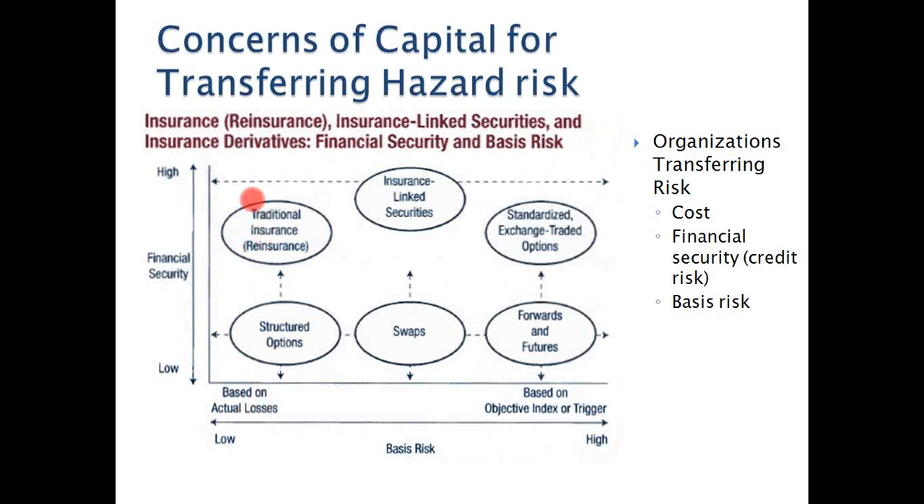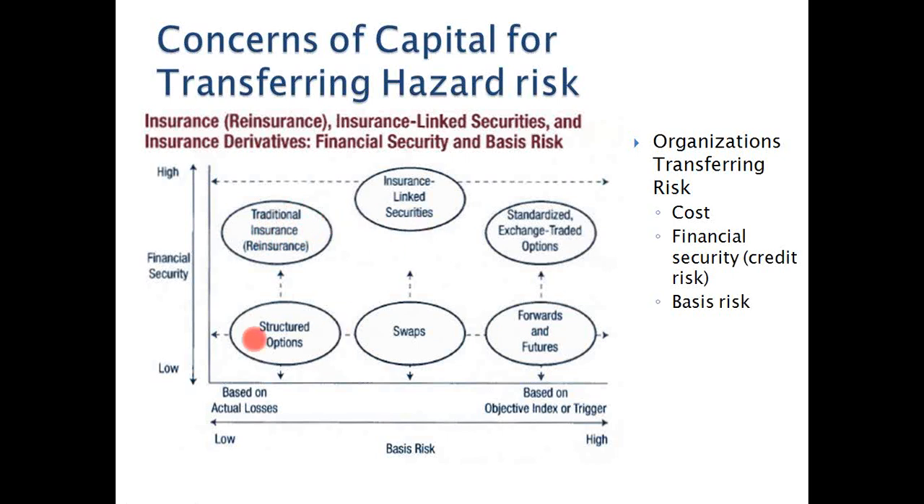So if you look at the financial security, traditional insurance and reinsurance have pretty high financial security, based upon actual losses. This is where the basis risk comes in, and I know that I'm going to have enough money to pay the claims. I'm going to collect that, and so it's also very low. For financial security, everything, I'm pretty good with traditional insurance.